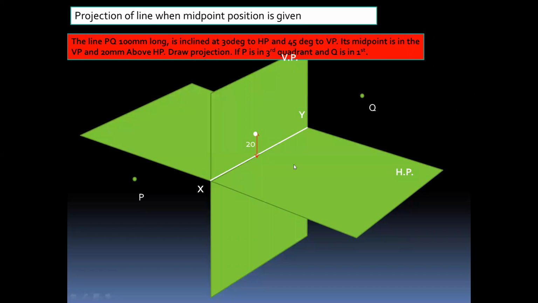So first you can see the three-dimensional representation. So here the point P is shown in the third quadrant. For the point P, the position is not given, that means its distance with respect to the horizontal plane and the vertical plane. Only it is mentioned that the point P is in the third quadrant, and the point Q is in the first quadrant. So for the point Q, even distance is not given. Only for the midpoint, this distance is provided.